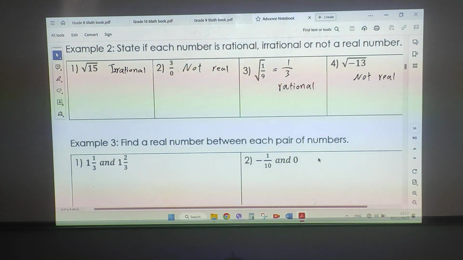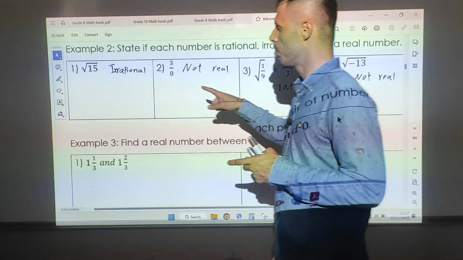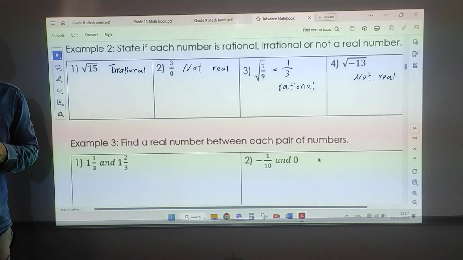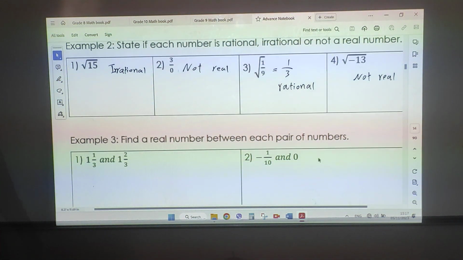We have these two, three cases that you must know about. For the not real numbers, which are these two cases. For the irrational numbers, mostly we have the square root of numbers which are not perfect. The rest mostly would be a rational number.